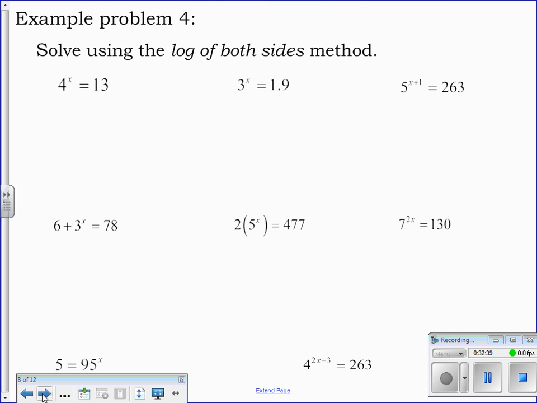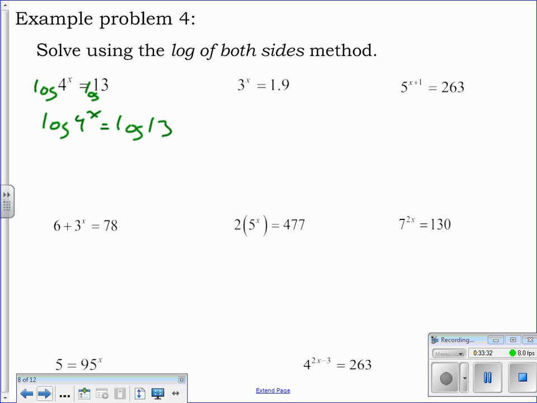Now, when we did problems like this before, we wrote them as a same base problem. I can't write 13 as 4 to some power. It doesn't work. So here's what you have to do. You have to take the log of both sides. If you can't get the same base, you take the log of both sides. So that means I have the log of 4 to the x equals the log of 13. Notice I'm using the common logarithm. This is because this is what your calculator will do. You cannot solve these problems without a calculator.